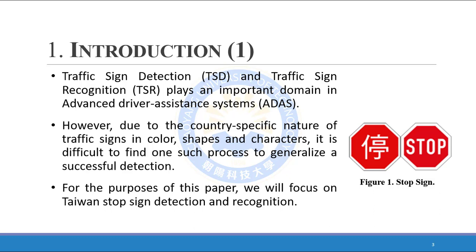However, due to the country-specific nature of traffic signs in color, shapes, and characters, it is difficult to find one such process to generalize a successful detection. For the purpose of this paper, we will focus on Taiwan stop sign detection and recognition. As we can see in figure 1, this is an example of a Taiwan stop sign and the original stop sign. Our motivation comes from the lack of such a database or research system for Taiwan traffic sign recognition.